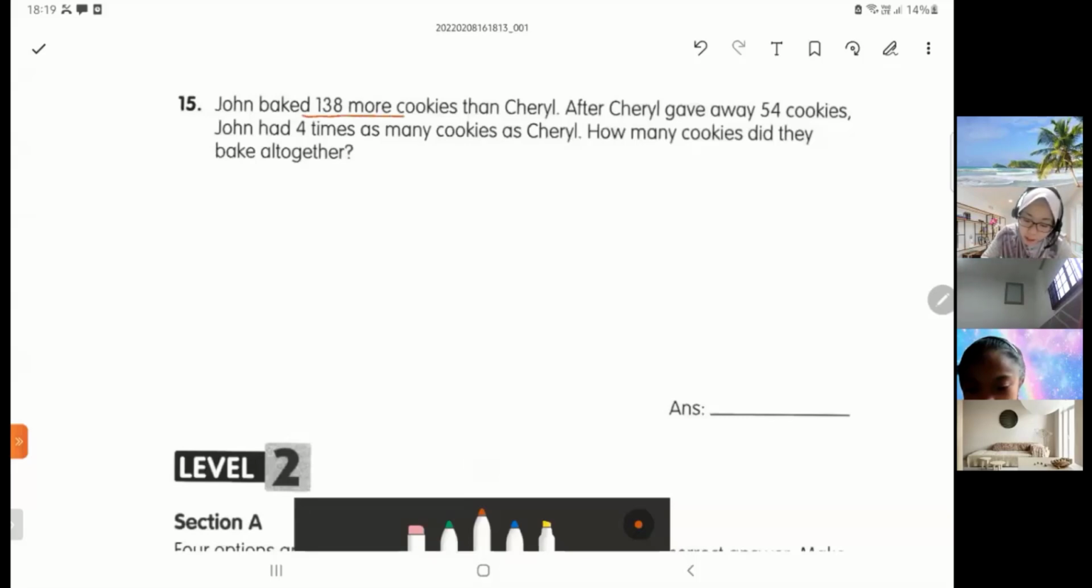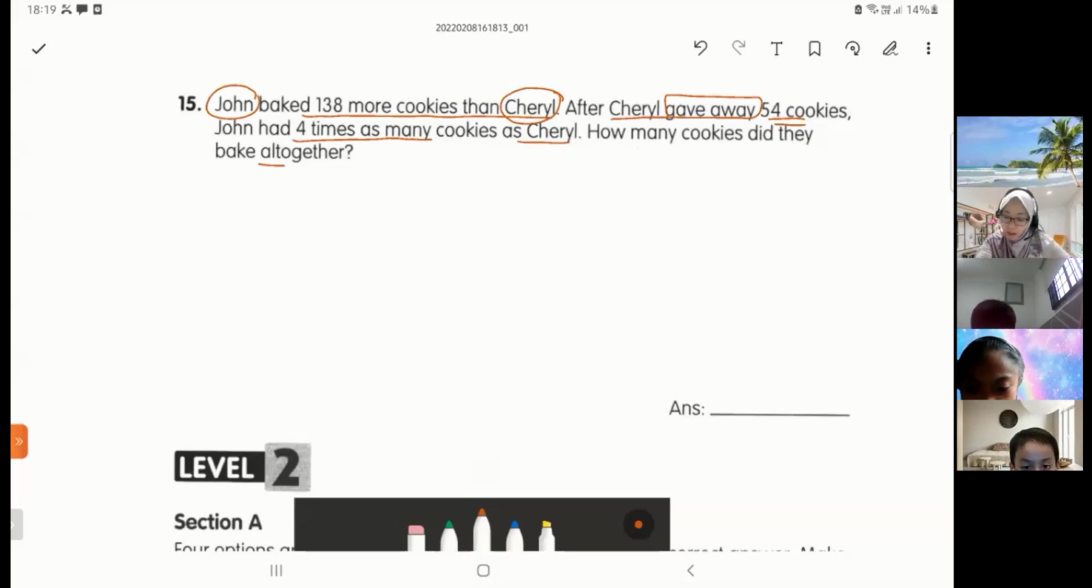John baked 130 more cookies than Cheryl. Comparing who? John and Cheryl, right? Then after Cheryl gave away 54 cookies, John had 4 times as many as Cheryl. How many cookies did they bake all together? Okay, so this one, I'm going to use model, but if I use units, it's called single unchanged concept because only Cheryl gave away. Only Cheryl changes. This is the change. So when I say gave away means minus, okay? But in the first place, John has more.